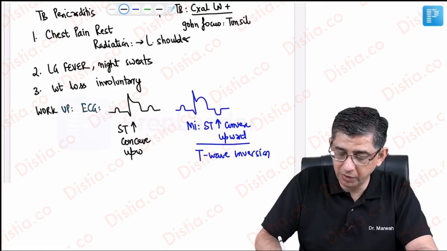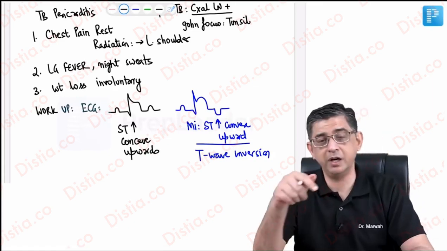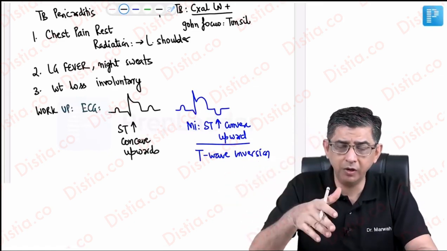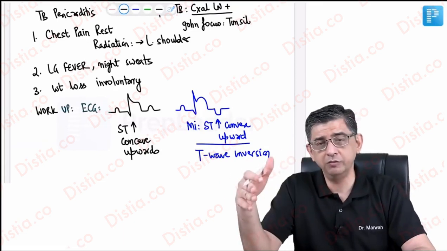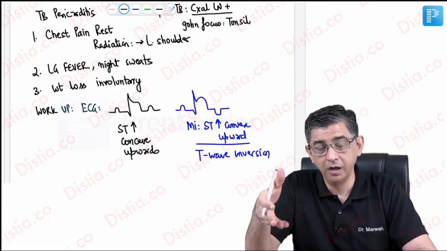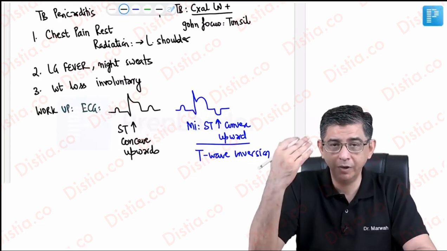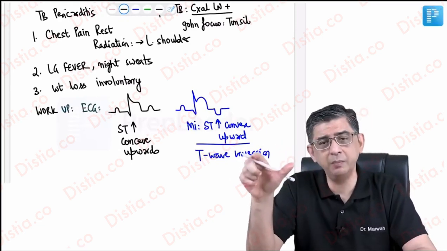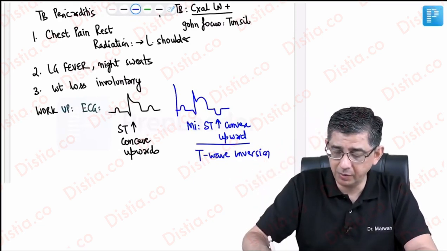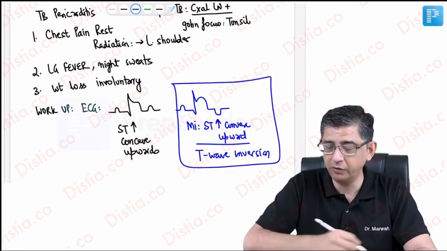in MI, it's going to be very specific leads that are described in acute coronary syndrome. Like in anterior MI, it's going to be V1 to V4, lead 1 and aVL. If it's an inferior MI, it's going to be leads 2, 3, aVF. There's a specific pattern in MI which has been discussed separately in the video of acute coronary syndrome.